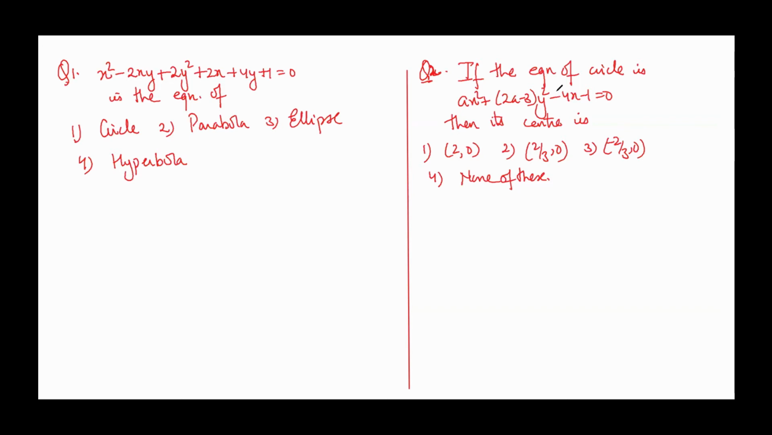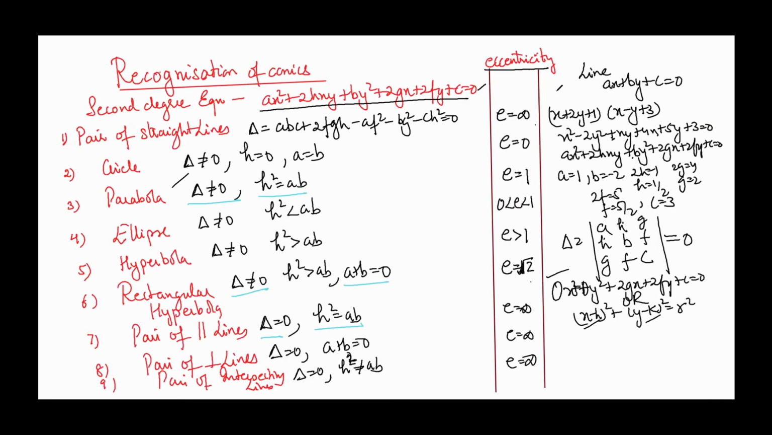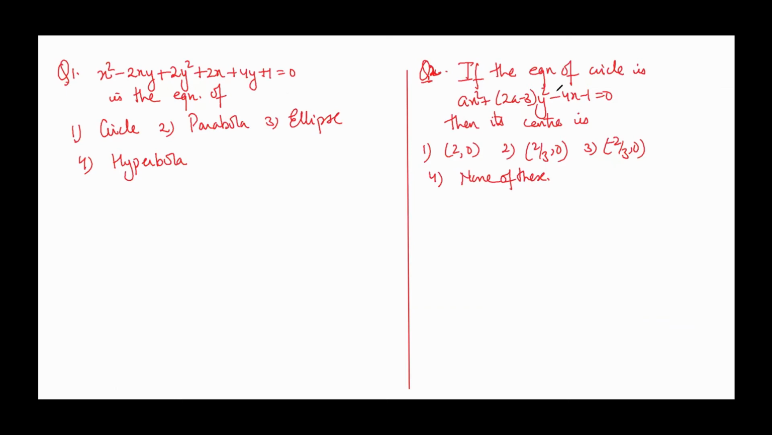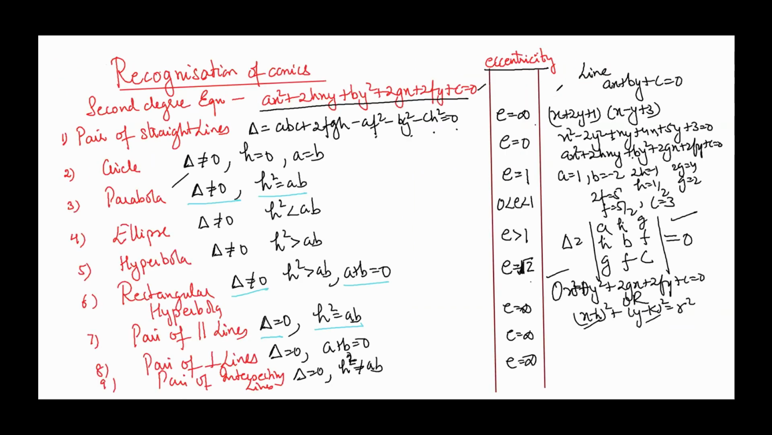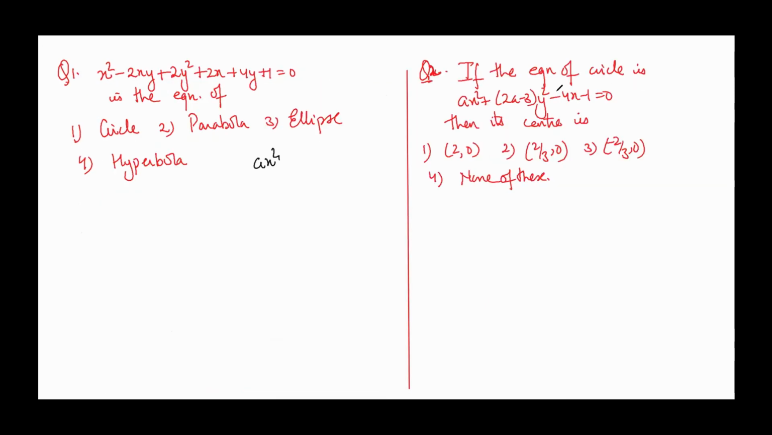In that case, there is no option of pair of straight lines, because checking a pair of straight lines is quite difficult. We have to learn the condition abc plus 2fgh minus af square minus bg square minus ch square is equal to 0, or use the determinant. So if there is no option of that type, then circle, parabola, ellipse, hyperbola all depend on h, a and b. So we just compare this second degree equation with ax square plus 2hxy plus by square plus 2gx plus 2fy plus c is equal to 0.